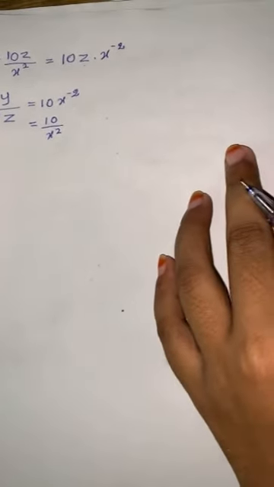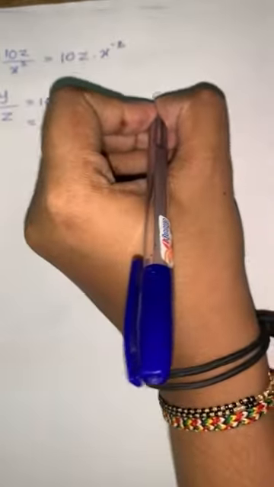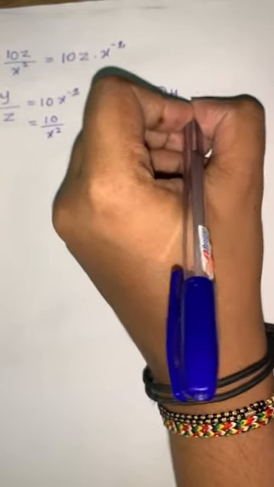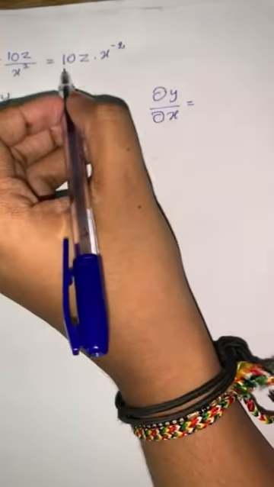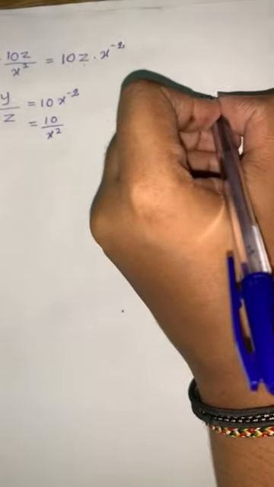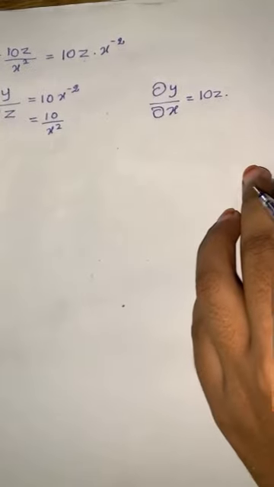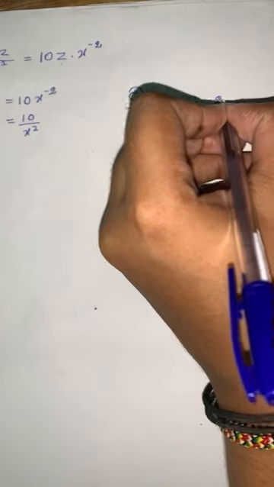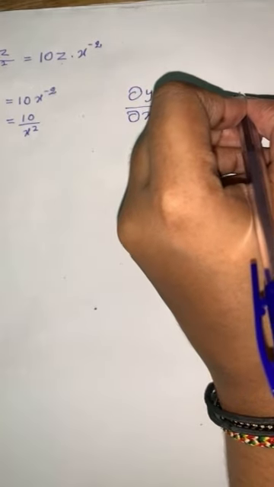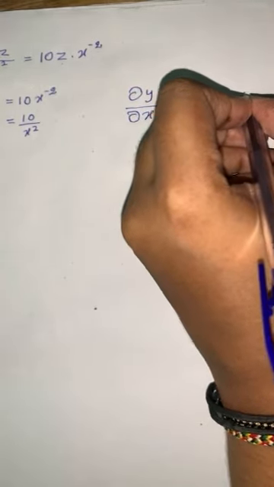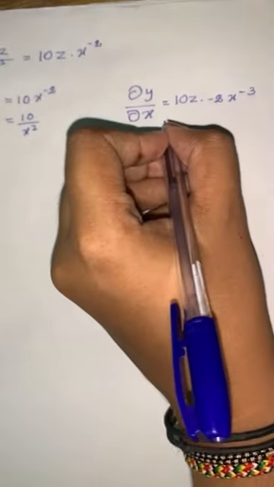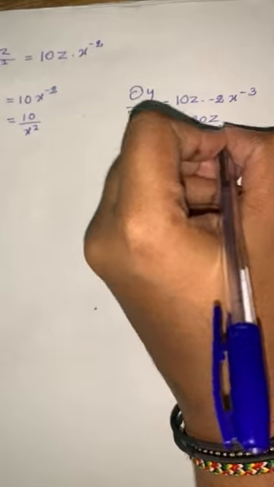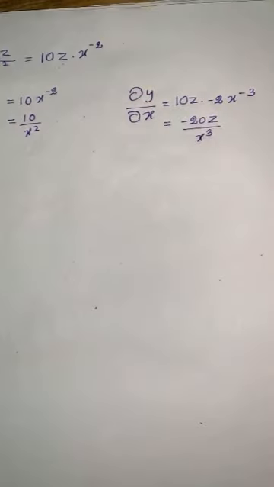Okay, then do the differentiation of dabba y over dabba x. So here 10z is the constant. What is the differentiation of x to the power minus 2? Minus 2 into x to the power minus 2 minus 1, which is minus 3. So we can write this as minus 20z over x to the power 3.